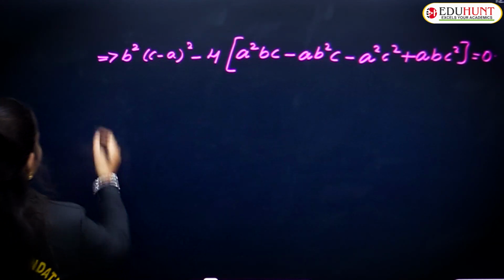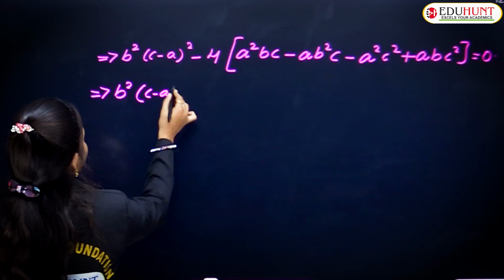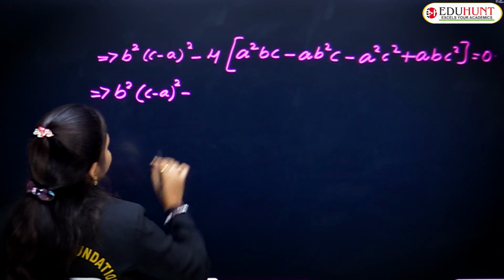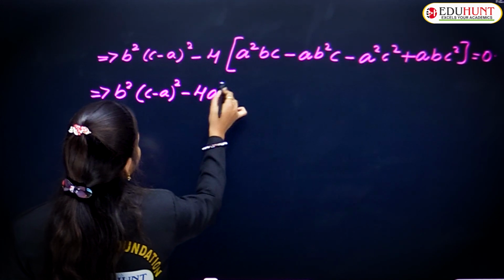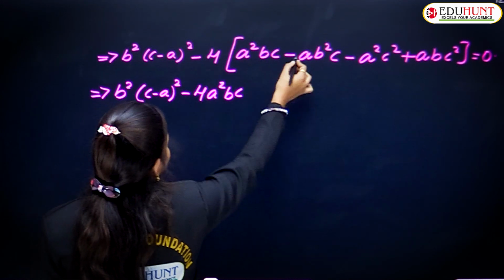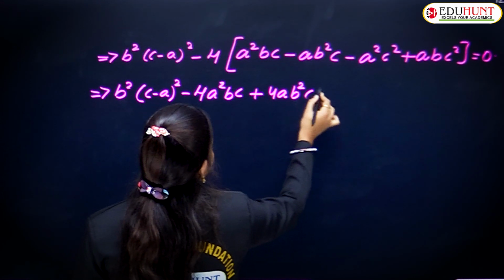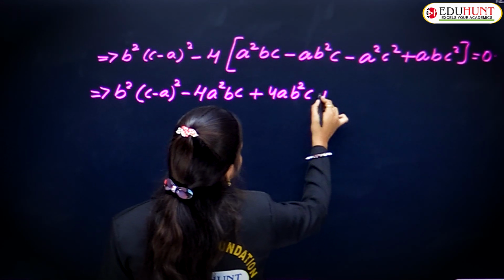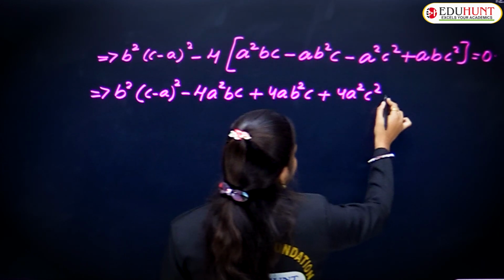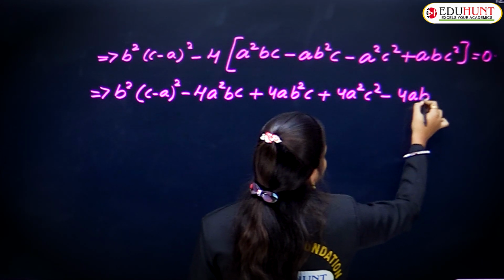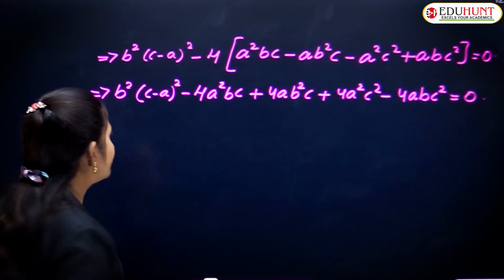Clear? So from this, B square into (C minus A) whole square minus, here just multiply with 4, so minus 4A square BC, minus into minus plus 4AB square C. Next minus into minus plus 4A square C square. Next minus into plus is minus 4ABC square, which is equal to 0.